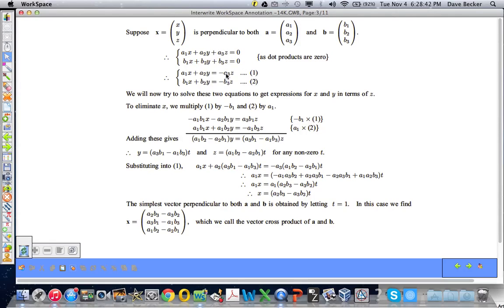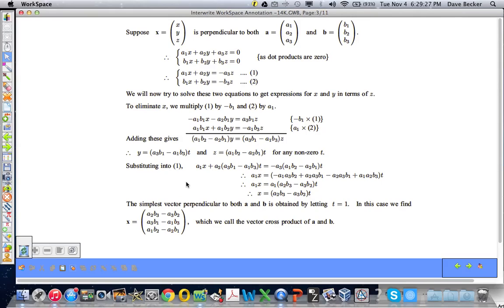Okay, and if I subtract these from both sides, then I get equation 1 and equation 2. We're going to solve these equations to get expressions for x and y in terms of z with some manipulation. I get to here, a1b2 minus a2b1 times y equals a3b1 minus a1b3 times z. And that means that y must be equal to this, which is what is stated here, and z must be equal to this for any non-zero t. So that means any multiple of this will work as well because they're going to be equal.